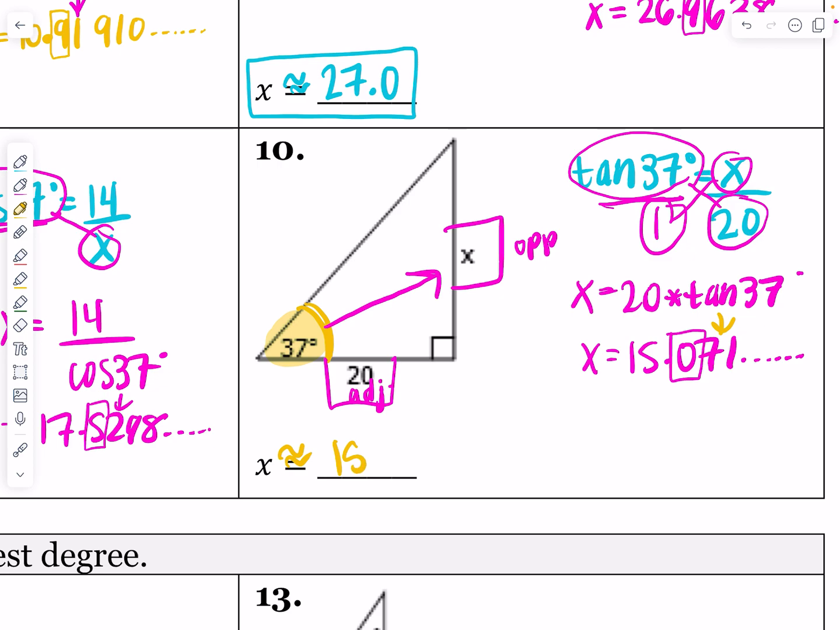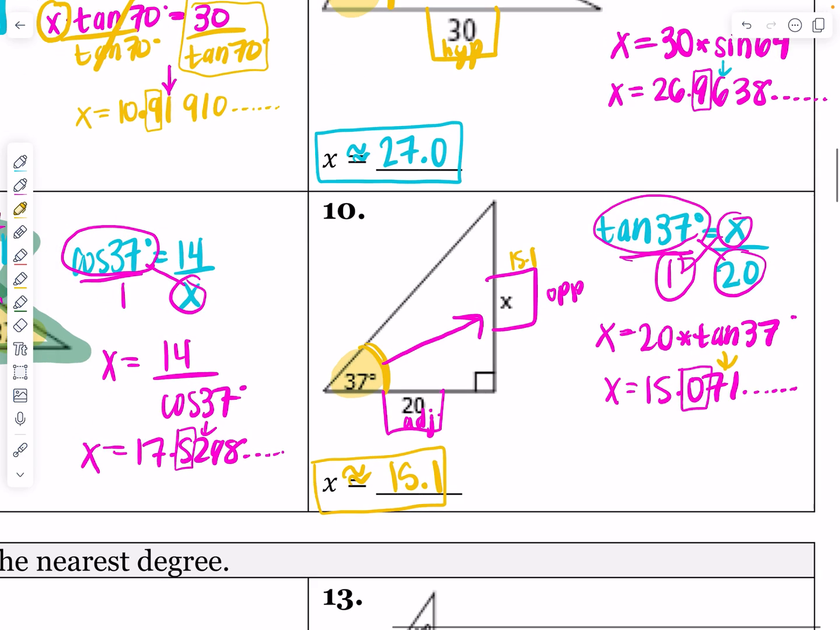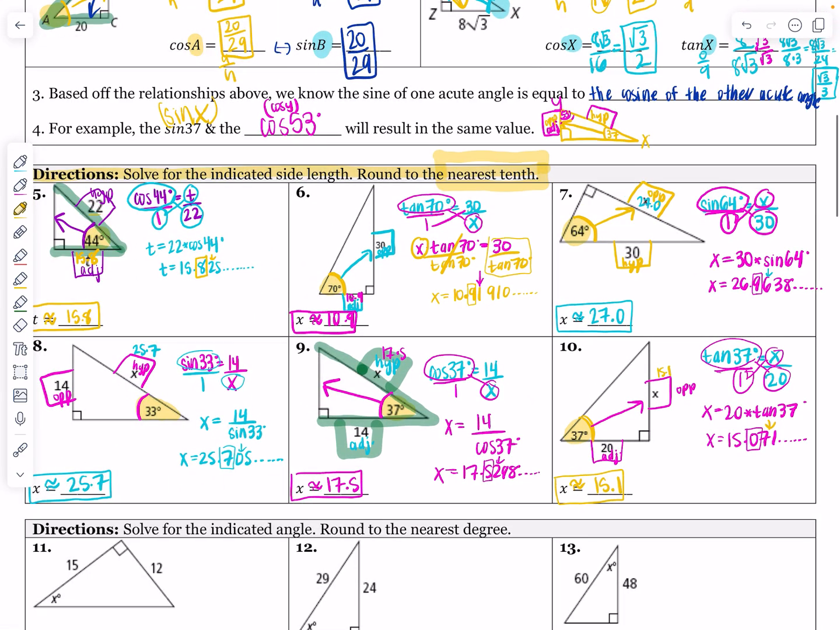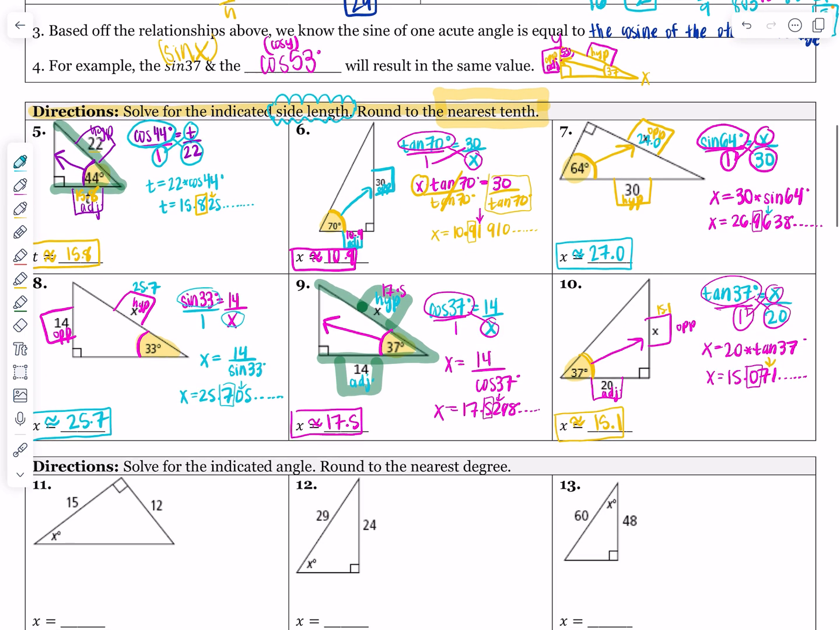So does that make sense as an answer? Yes, it does. 15.1. If the other leg is 20 and that's 15.1, we know that we're in the ballpark of where we need to be. So that was solving for indicated side lengths. The next section, in the next video, we're going to look at solving for angles. So instead of using normal trig like we have been, cross multiplying, that's where we're going to use inverse trig in our next video.